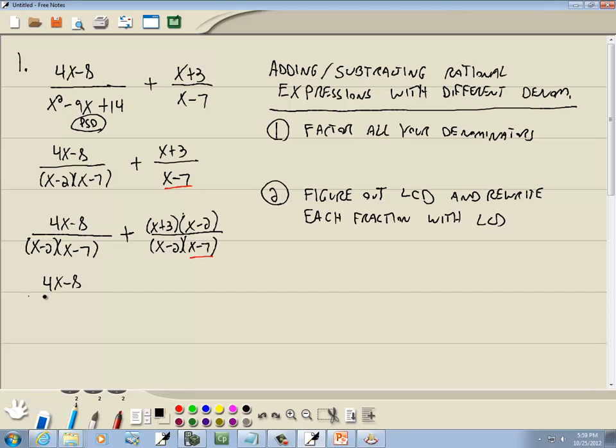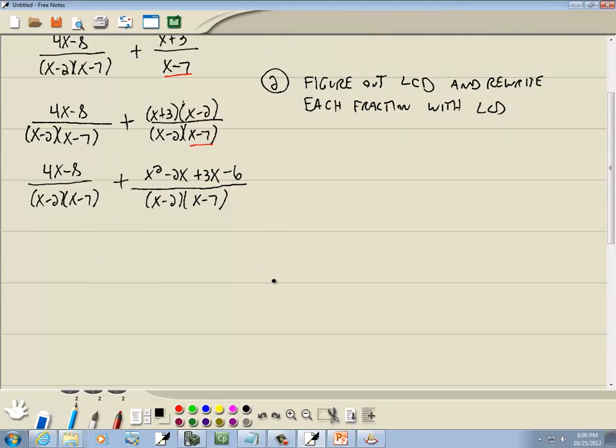Well, I got 4x minus 8 over x minus 2 times x minus 7. And I'll multiply these together. x times x is x squared. x times negative 2 is negative 2x. 3 times x is 3x. And 3 times negative 2 is negative 6. Over this. Which gives us 4x minus 8 over x minus 2, x minus 7, plus, combining like terms, negative 2x plus 3x gives us 1x, or just x, minus 6, over that denominator.